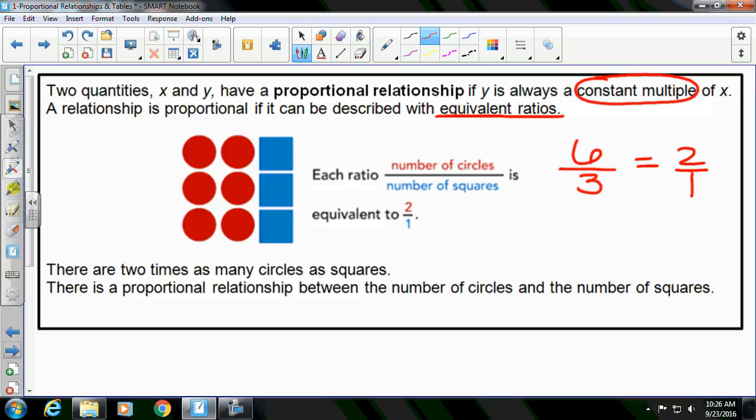We can also look at it like this. If we were not to have these 3 here, we would have 4 circles to 2 squares, which still simplifies to 2 to 1. Or we can simplify it even further, and we can have 2 circles to 1 square, which of course is 2 to 1. So there are 2 times as many circles as squares. There is a proportional relationship between the number of circles and the number of squares.